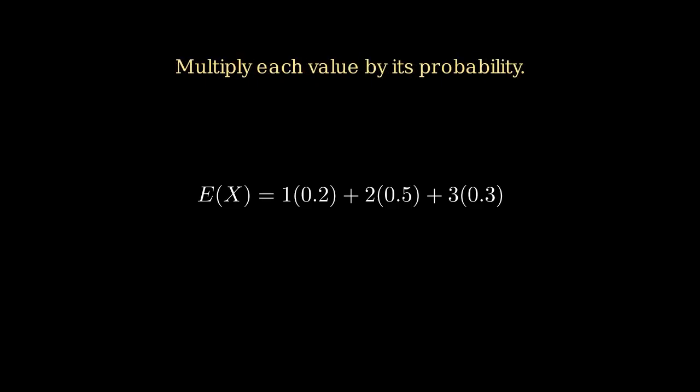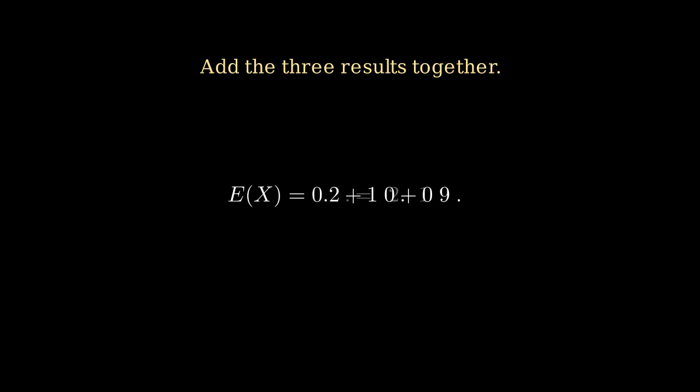Let's work through that sum one term at a time. 1 times 0.2 equals 0.2. 2 times 0.5 equals 1.0. 3 times 0.3 equals 0.9. Now let's add those three results together. 0.2 plus 1.0 plus 0.9 equals 2.1. So the expectation of x equals 2.1.